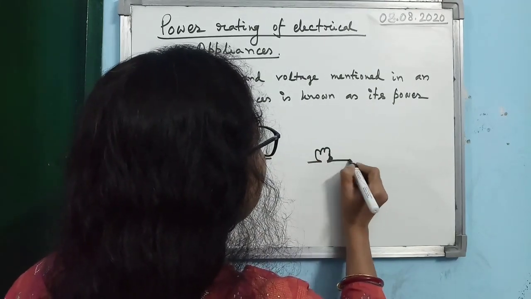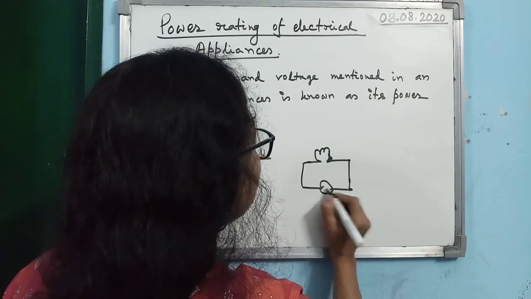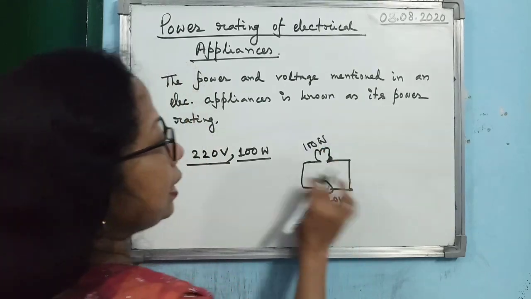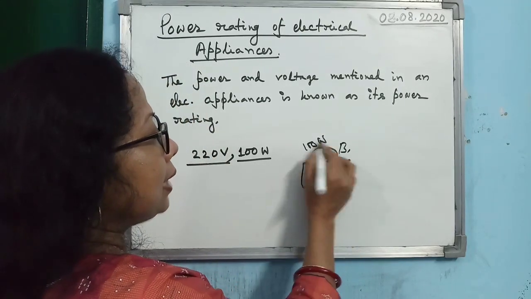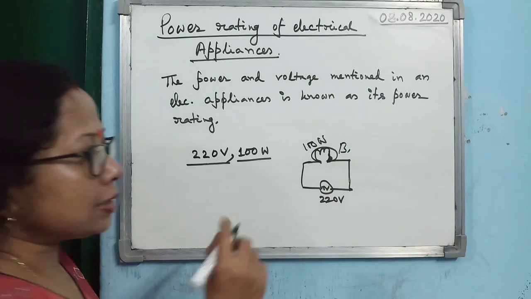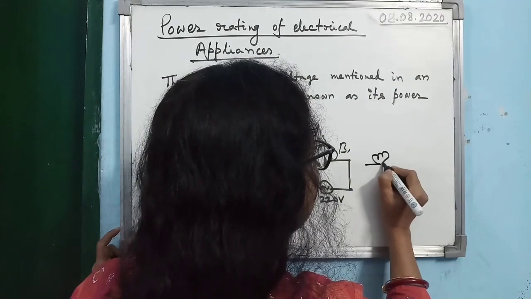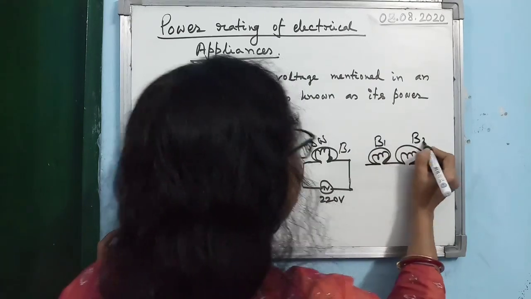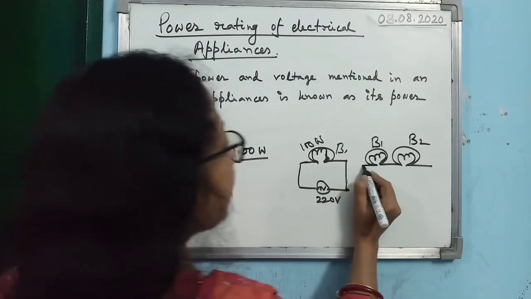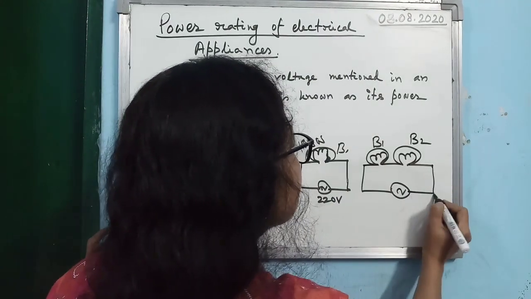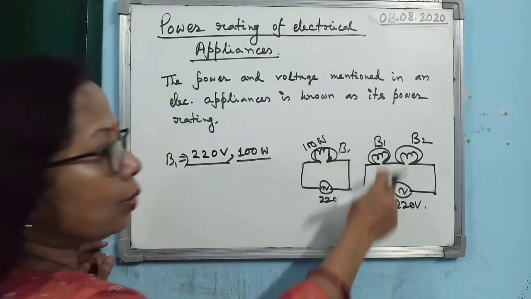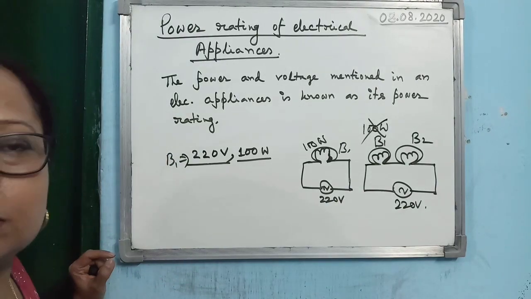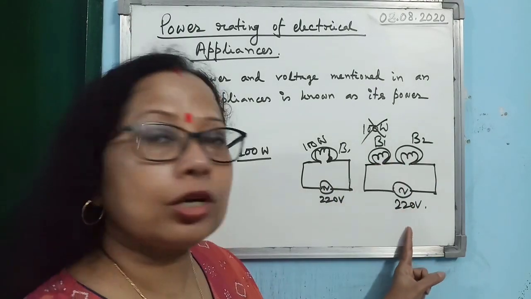Just consider this example. Suppose that you have taken the bulb and you have connected it to the source which is 220 volt. Then what will be the power consumed by the bulb? That will be 100 watt. But suppose by mistake you have connected two bulbs, B1 and B2, in series to 220 volt. Then what will happen? Then it will not show 100 watt power consumed. It will not consume 100 watt power.